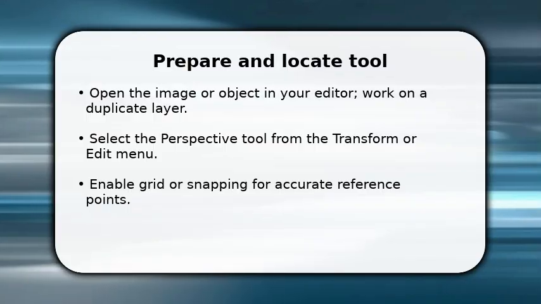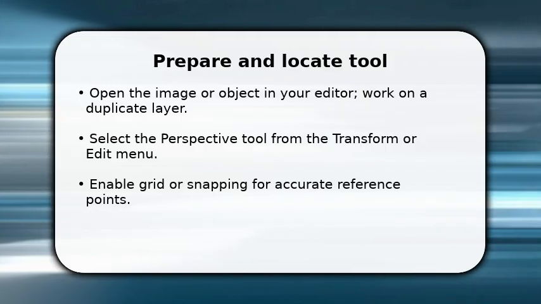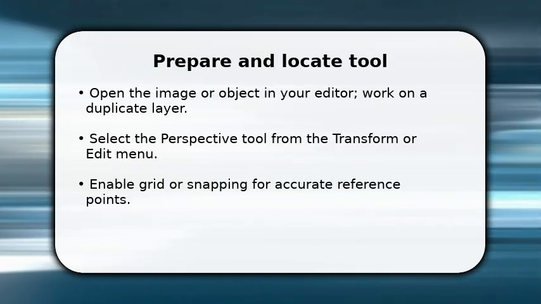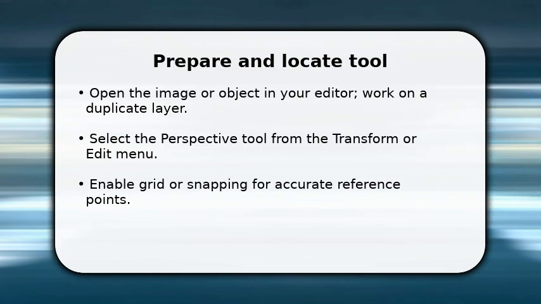You start by opening the file and duplicating the layer to preserve the original. This protects your work. Once done, find the perspective tool in the Transform or Edit menu and enable the grid or snapping so you can see alignment guides. You should identify the vanishing points and note which corner handles control horizontal and vertical skew. This matters because removing perspective requires counter-transforming those exact handles. Prepare a reference straight line for later verification.